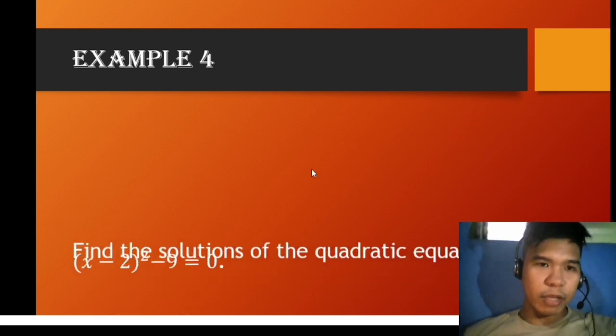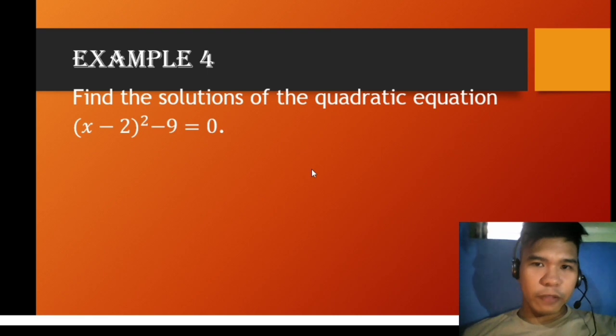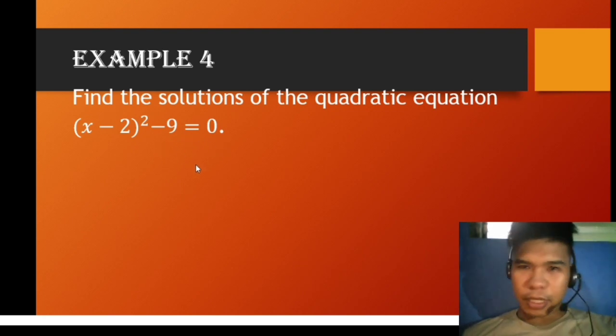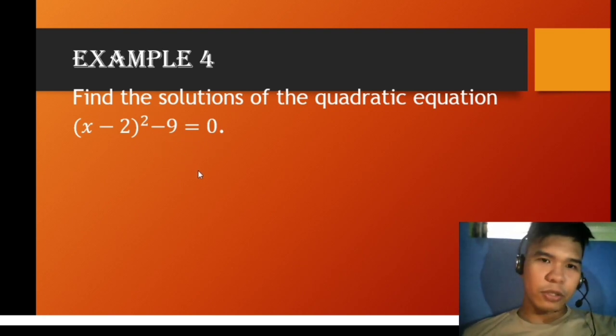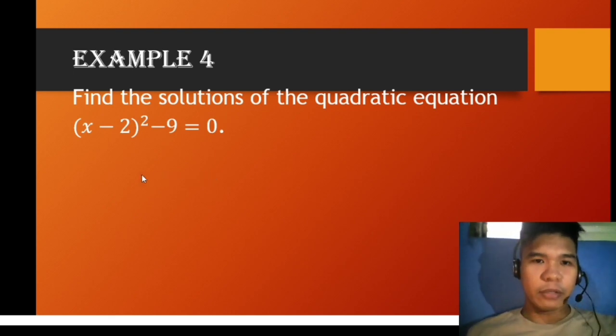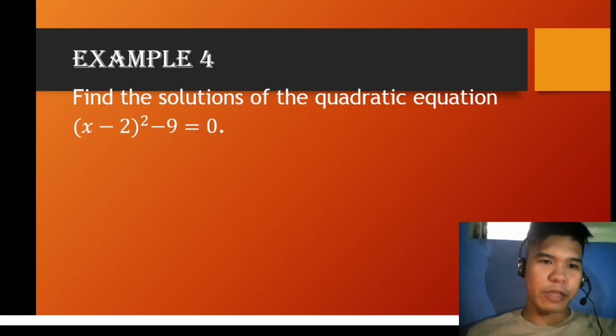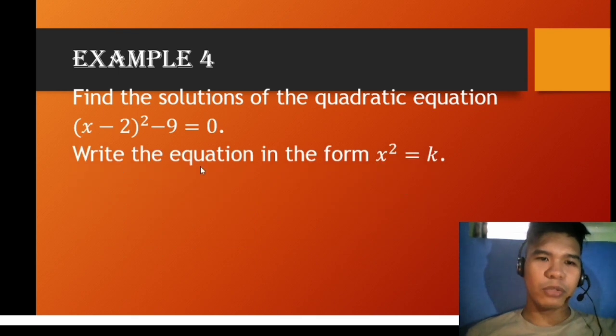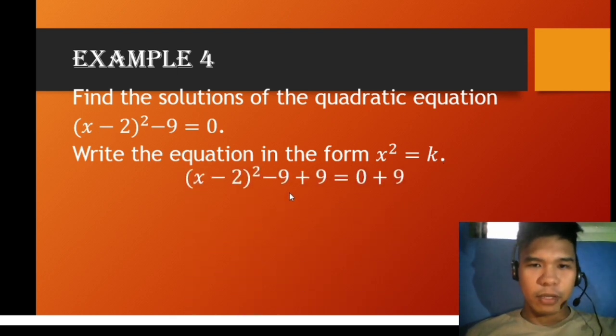Okay, let us continue with the other condition for example number 4. So let's see the given. Find the solutions of the quadratic equation quantity x minus 2 quantity squared minus 9 equal to 0. So this is another condition for a quadratic equation in the form x squared equal to k, but we will still use the same process as we did from the first three examples. So the first thing that we need to do is to write the equation in the form x squared equal to k. So this time we are given this.